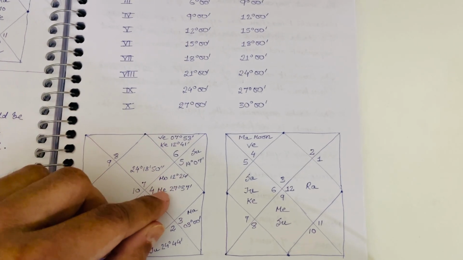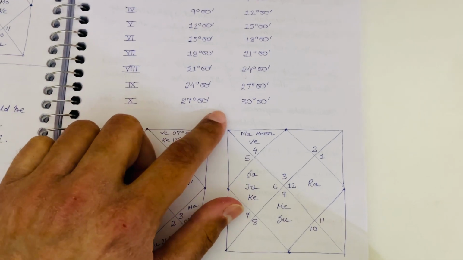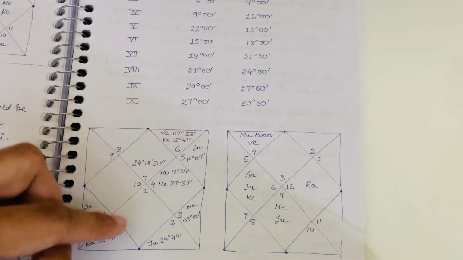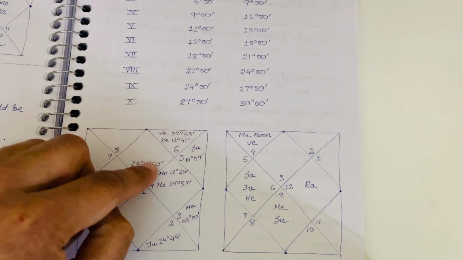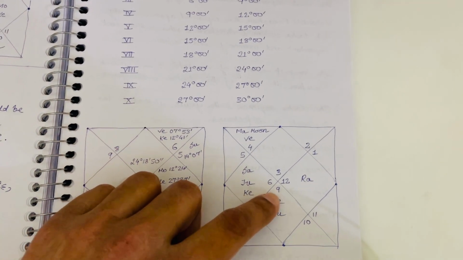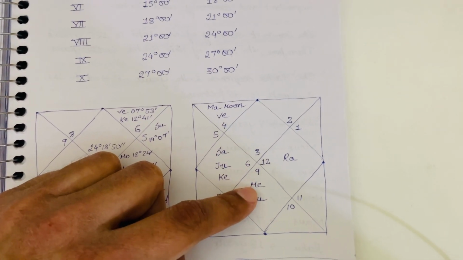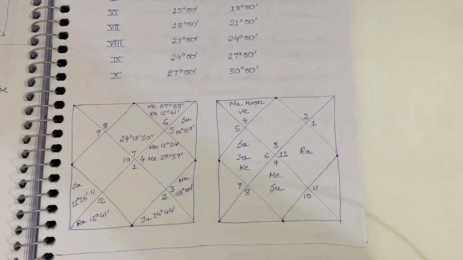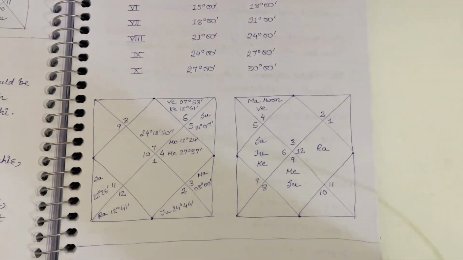The longitude of Mercury is 27 degree and 37 minutes. 27 degree 37 minutes is falling in the 10th Dasamsa. So from here you count 10 for Mercury: 1, 2, 3, 4, 5, 6, 7, 8, 9, 10. So Mercury comes in the sign of Sagittarius in the D10 Dasamsa chart. I'm so sorry. So Mercury is also now correctly calculated and placed in the Dasamsa chart.